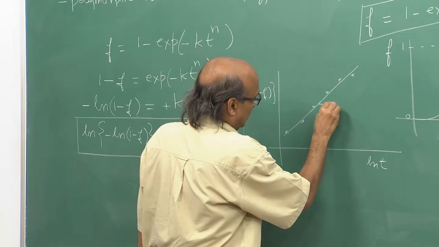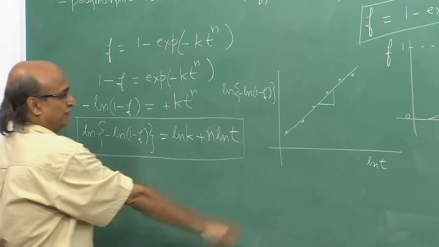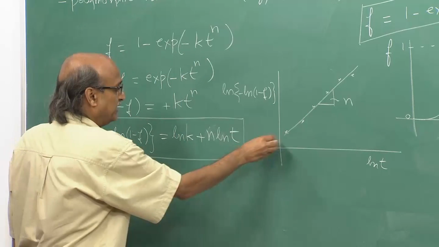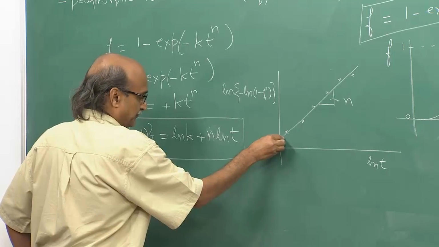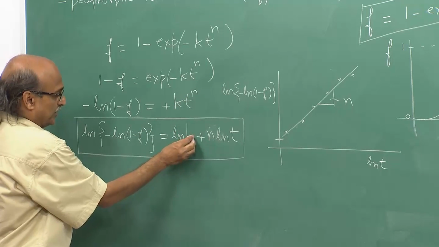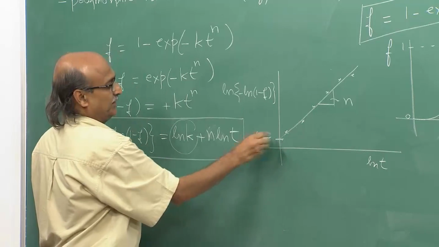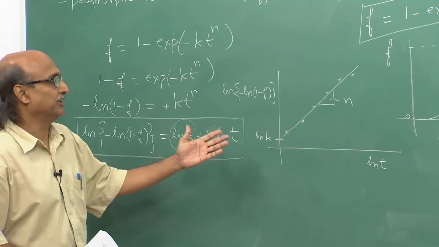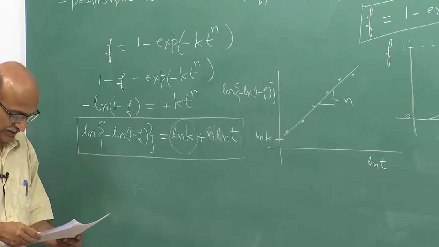The slope of this line then, from this linearized relation, is simply n, and the intersection with the y axis would give me ln k. So, the intercept gives me ln k, the slope gives me n. So, this way from experimental data I can easily determine the parameters n and k.